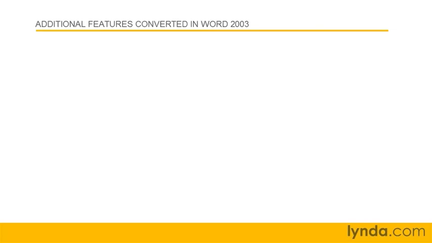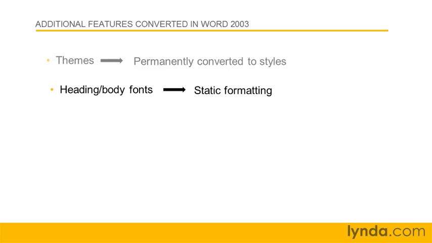What happens if I open my Word 2010 document in an even older version of the software, like 2003? Well, any feature that wasn't supported in 2003 now disappears, even if it was a Word 2007 format. Themes are permanently converted to styles. Rather than having a heading and a body font, I have simply two fonts, because heading and body fonts were embedded in themes. So rather than having a heading font, it's converted to Arial or Times New Roman or whatever the font name is.